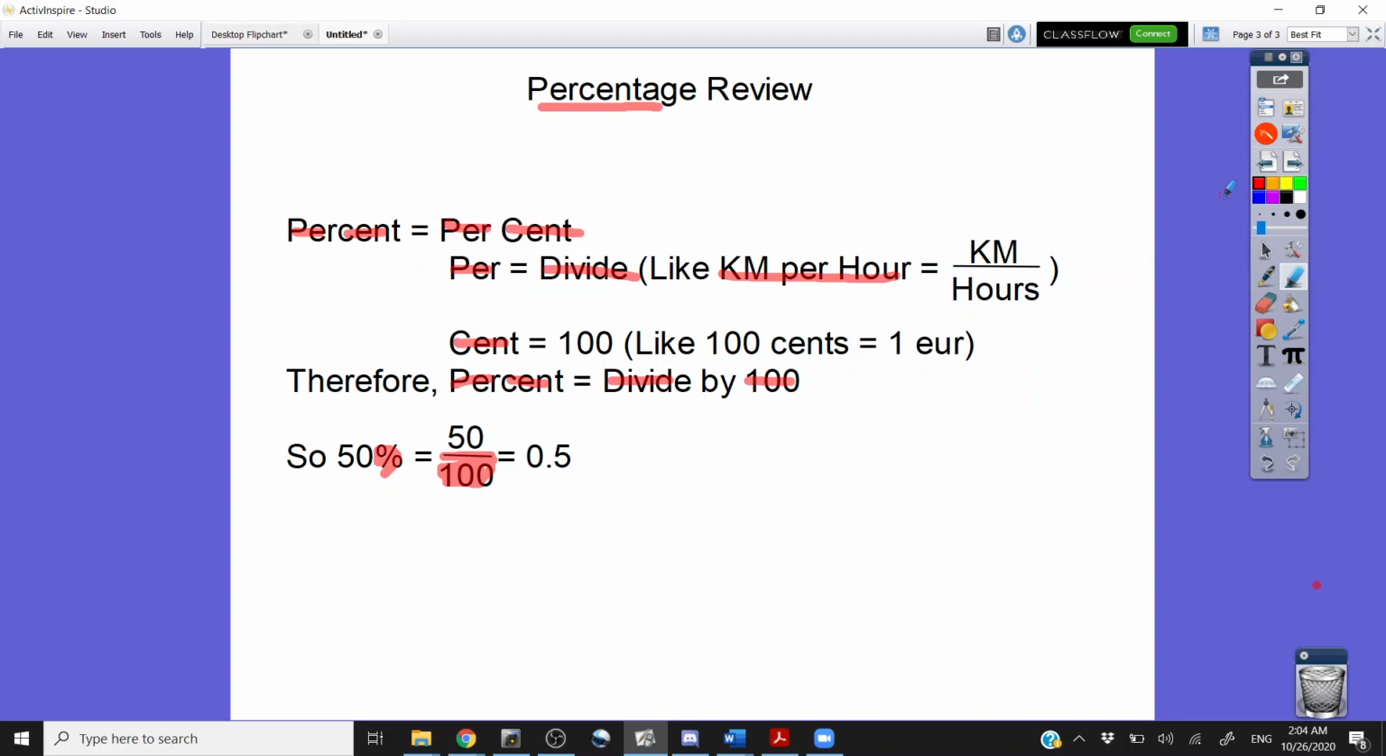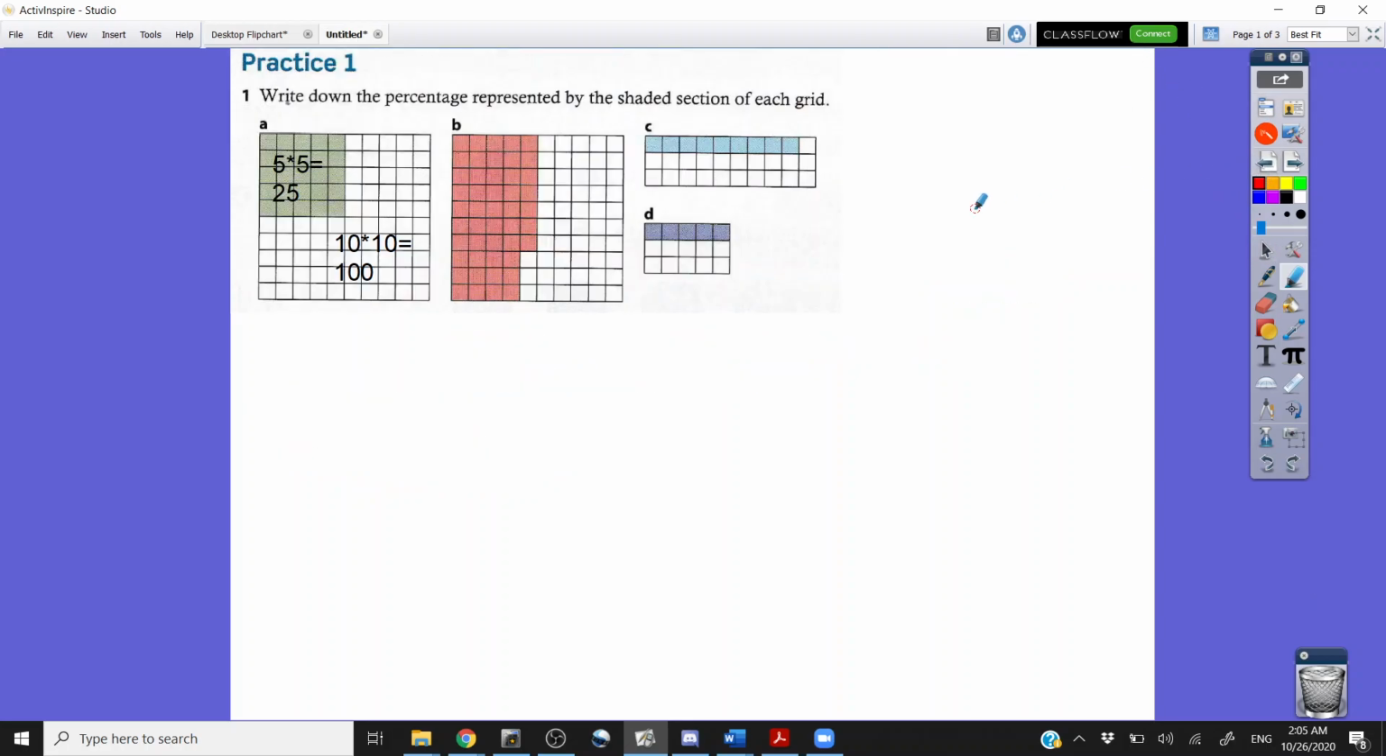Let's look at some of the problems in your assignment then. Here are the first problems in your assignment. In this first one, we have this grid. Some of these are filled in and some of them are blank. We want to write down the percentage represented by the shaded region. So in this case, the shaded piece here is 5 by 5. 5 times 5 is 25 boxes. And the total piece, including everything, is 10 by 10, which is 100 boxes.